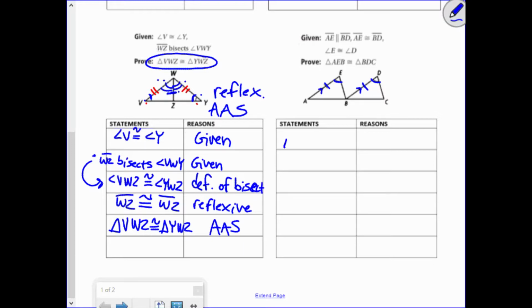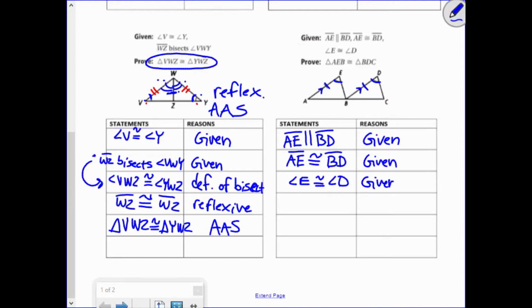So I'm going to start with parallel, and then the congruency, and then the angles being congruent. So we're just going to write down all of the givens. Alright, now once you have all the information that you already know written down, we're going to see if there's anything that we can add.